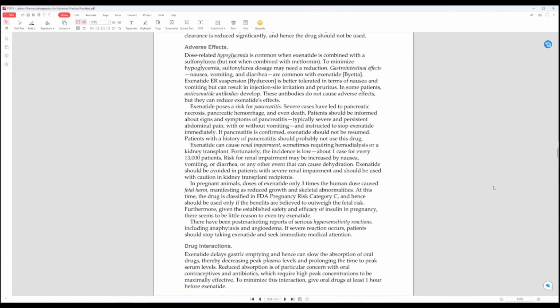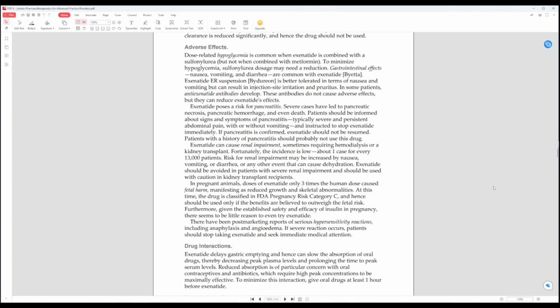Adverse effects. Dose-related hypoglycemia is common when exenatide is combined with a sulfonylurea. To minimize hypoglycemia, sulfonylurea dosage may need a reduction. Gastrointestinal effects, nausea, vomiting, and diarrhea are common with exenatide. Exenatide ER suspension is better tolerated in terms of nausea and vomiting, but can result in injection site irritation and pruritus.